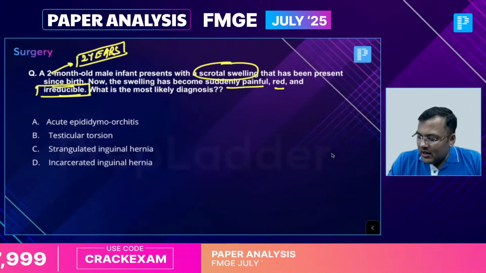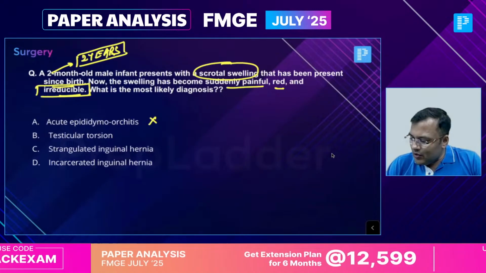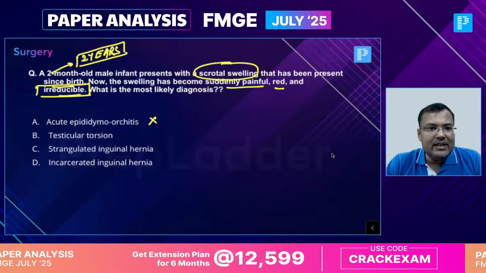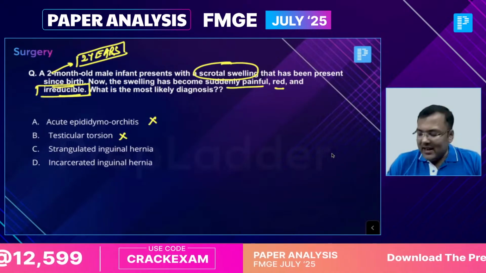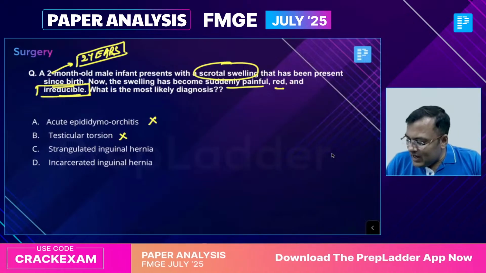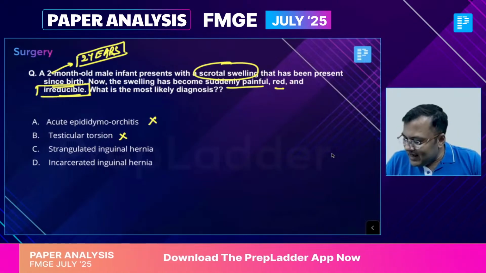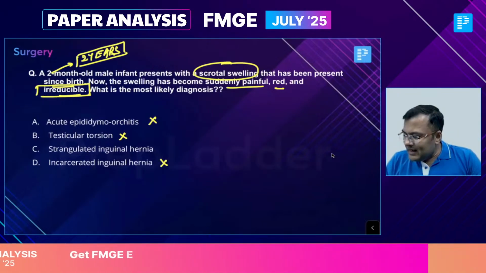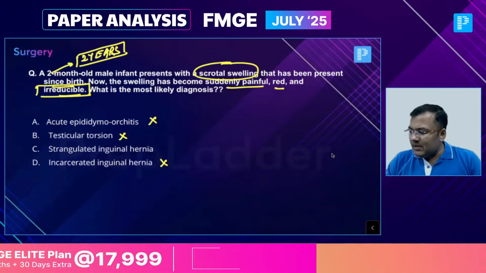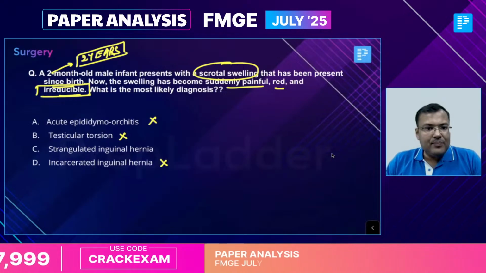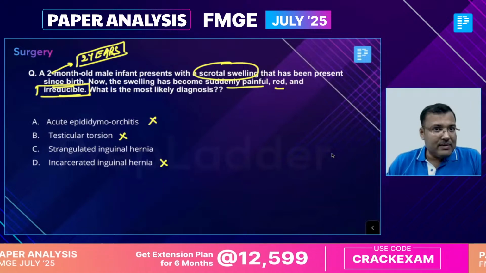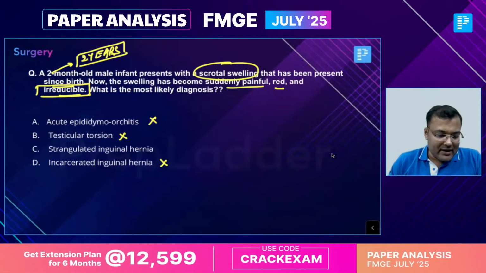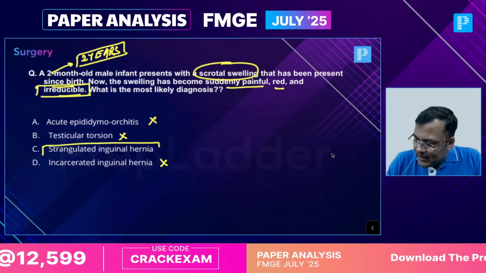So this is not acute epididymo-orchitis. Acute epididymo-orchitis does not have the irreducibility criterion. Torsion also does not have the irreducibility criterion. Incarcerated or strangulated inguinal hernia. What happens in incarceration? In incarceration, it is irreducible, but it is not suddenly painful. When it's painful, it means the vascular supply is impaired. So what you have to mark? You have to mark strangulated inguinal hernia.